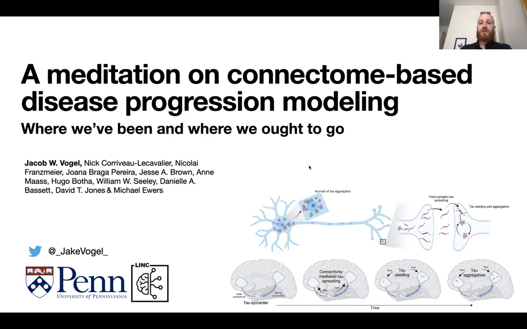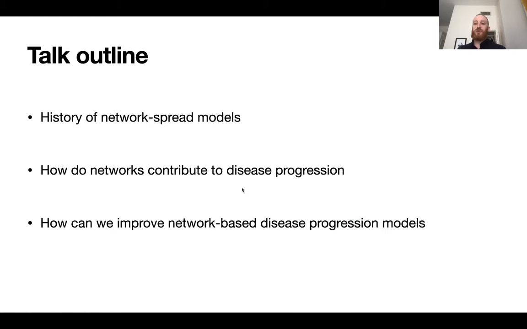The focus will mostly be on connectome-based models and where we've been and where we're going, or where we might be going. So just to outline what that content's going to be, I'm going to talk very briefly about the history of these network spread models. I'm going to talk about how networks actually contribute to the disease progression. And I'm going to end by speaking about how we can potentially improve these models going forward.